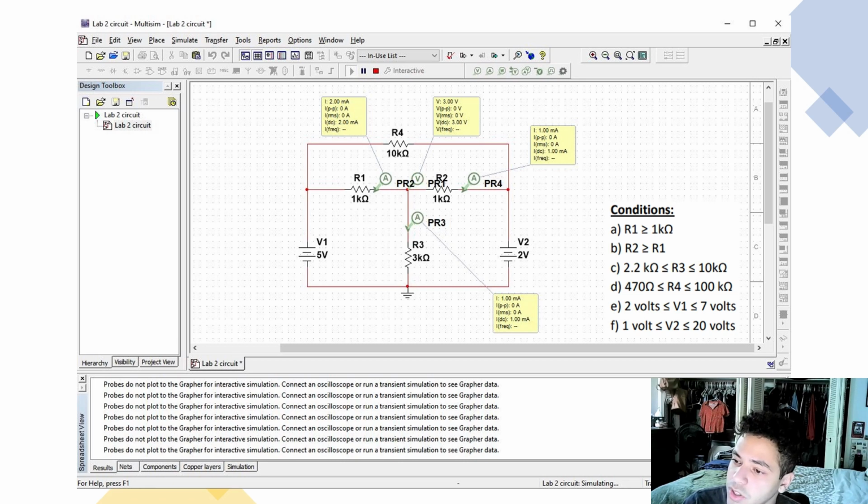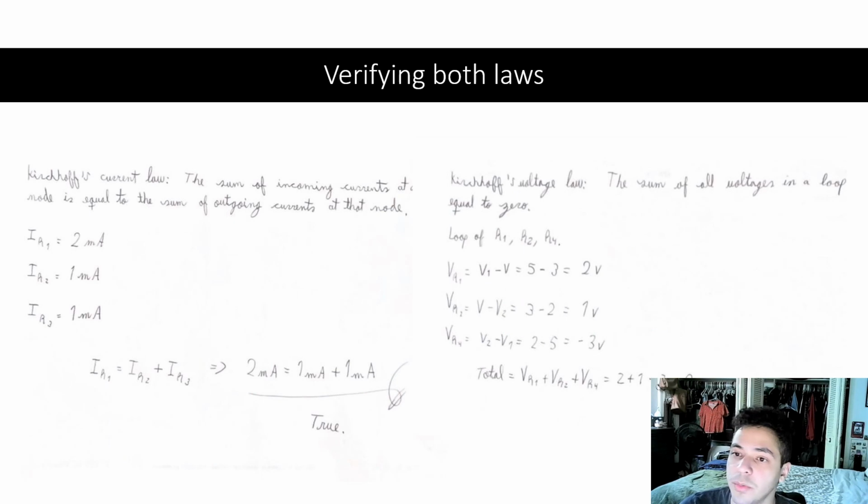And the first voltage had to be in between 2 and 7 volts. I made it 5. And the second voltage had to be between 1 and 20 volts, which is also true. So all the conditions are met. So this brings us to the first part of the question, which is verifying both laws, the current and the voltage laws. So first, for the current law, it states that the sum of incoming currents at a node is equal to the sum of outgoing currents at that node.